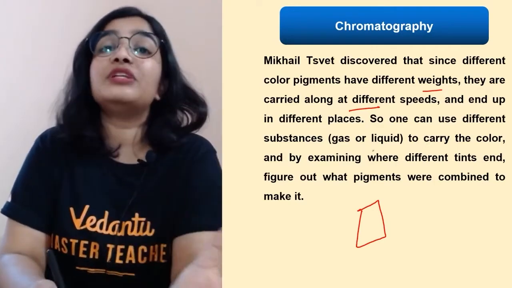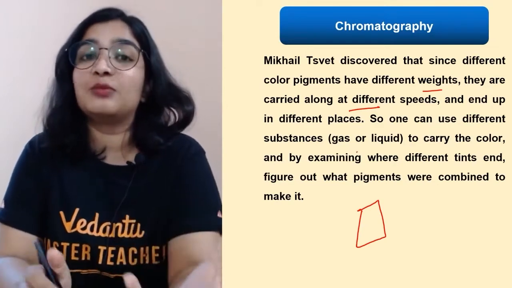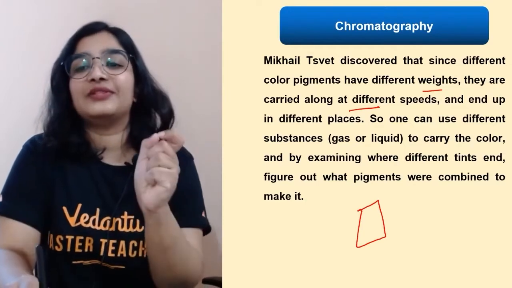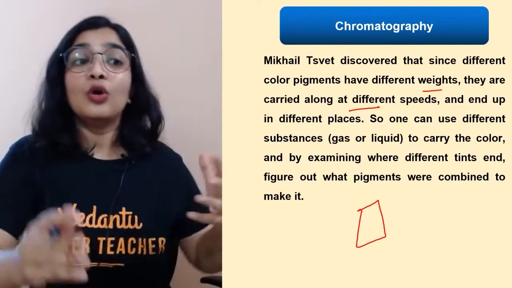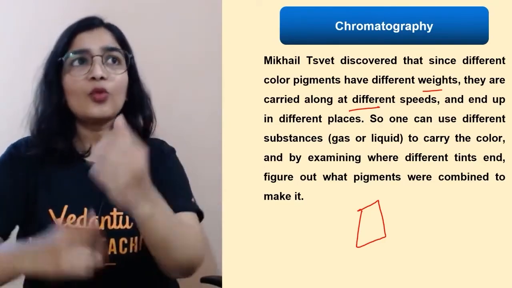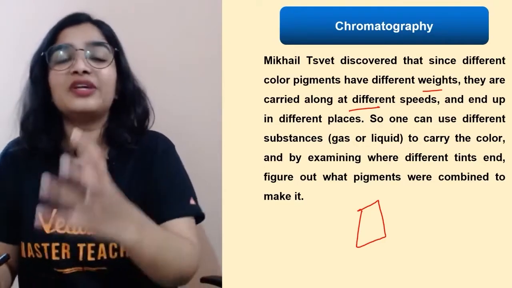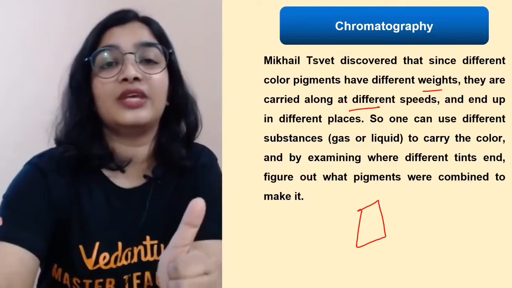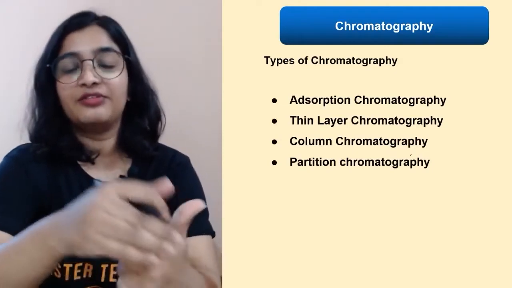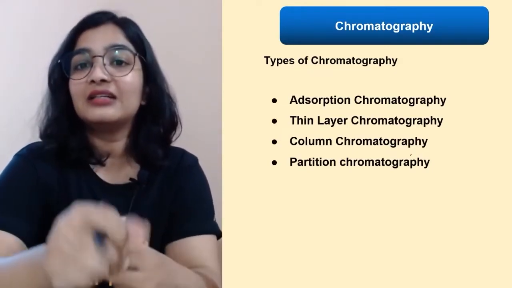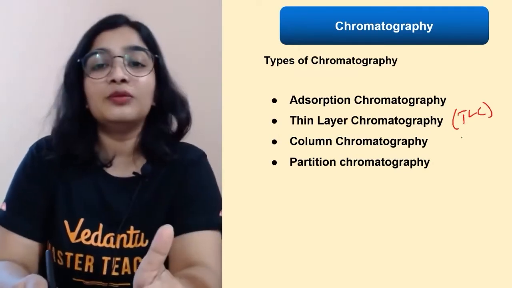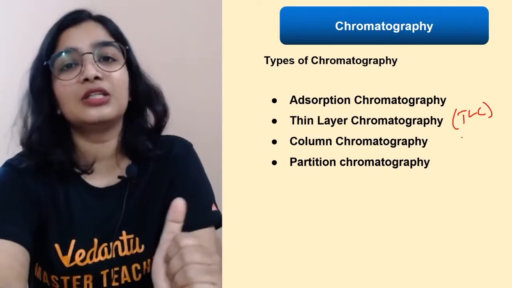So one can use different substances like gas or liquid as a mobile phase to carry the color, and by examining where the different tints end up, we can find out what all pigments have been combined to get that color, or whether there are any drugs present in the blood. For all these things you can use chromatography. These are the types of chromatography: adsorption, thin layer, which is also known as TLC and is widely used, column chromatography, and partition chromatography.